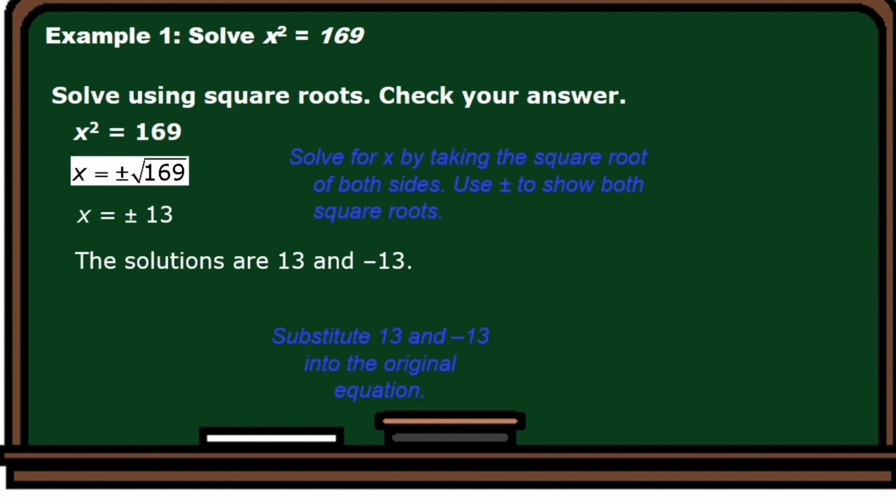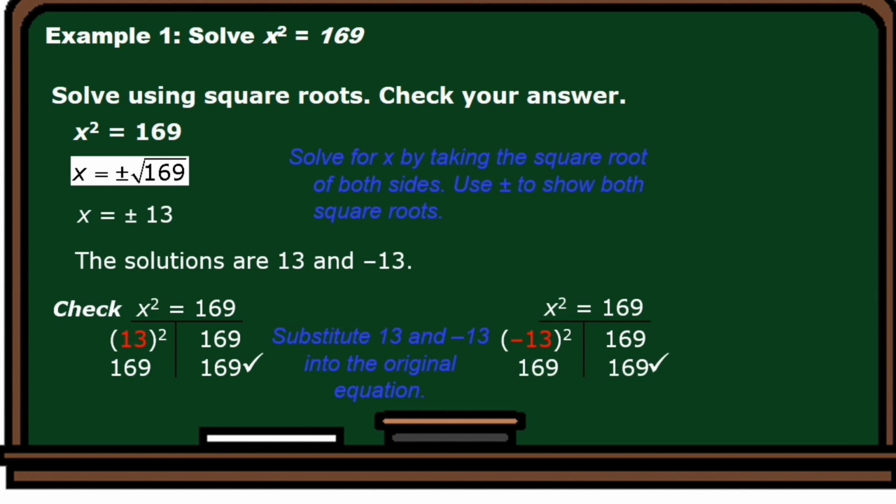Substitute 13 and negative 13 into the original equation. After substituting 13 to x squared is equal to 169, it is equal. It satisfies the equation. Next, substitute negative 13 to the equation x squared is equal to 169. And it satisfies the equation, meaning we have the correct solutions.